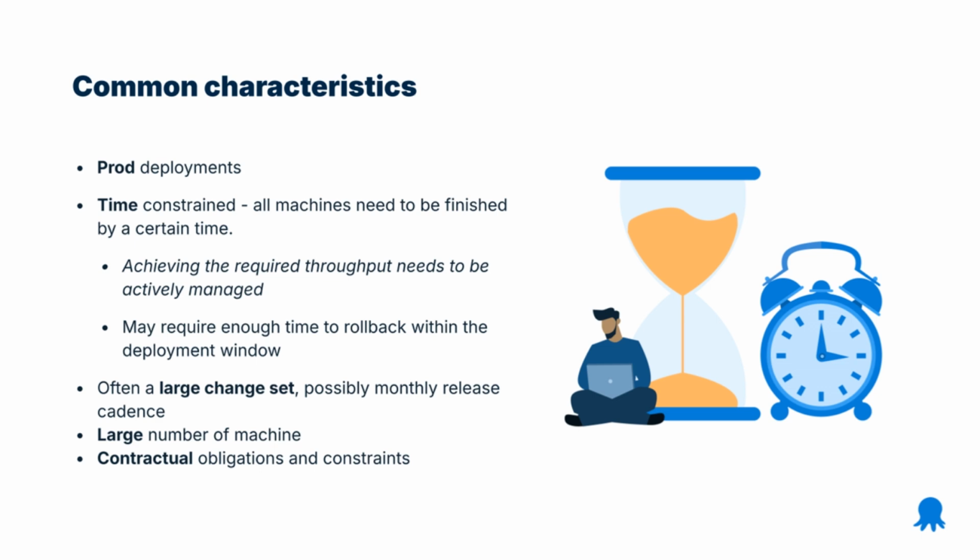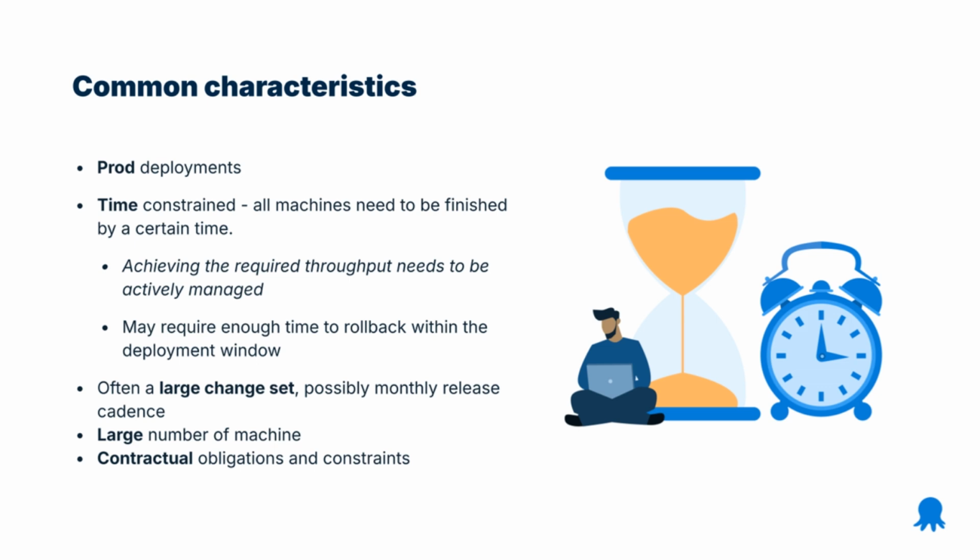We usually need to finish all machines within a certain period of time. And in this case, what we're talking about is not just small number of machines, but something where we need to actively manage the throughput to achieve the goals that we want to achieve. We may require enough time to roll back within that deployment window. And because we're often not doing this particularly frequently, we might have quite a large change set that needs to go out the door. So we might have a month's worth of development that we want to release at any point in time. And sometimes there are contractual obligations around this.